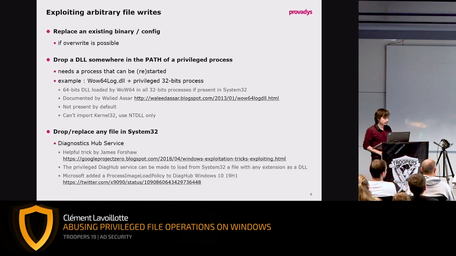And another one is another trick by James, which is using the Diagnostics Hub service that runs as SYSTEM. Using specific COM calls, this service can be made to load a file with any extension, so for instance a .txt file, as if it were a DLL, as long as that file is in system32. So we will use the bugs to drop files in system32 and then use this trick to have a privileged service load our file as if it's a DLL.